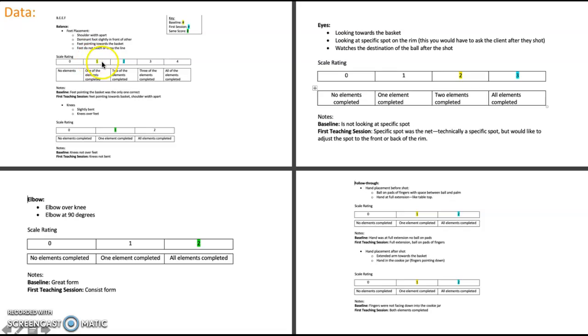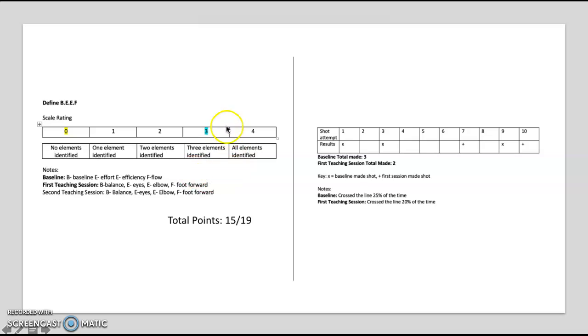The yellow is the baseline, the blue is the first teaching session, and the green is if they scored the same. As you can see, for the most part, the client actually improved, besides in this one, where they just stayed the same. They also defined 3 of the elements of BEEF. The one that they did not know for sure was foot forward. They used foot forward instead of follow through. And the total points they received was 15 out of 19. And they actually only made 2 shots this time instead of 3 versus baseline.